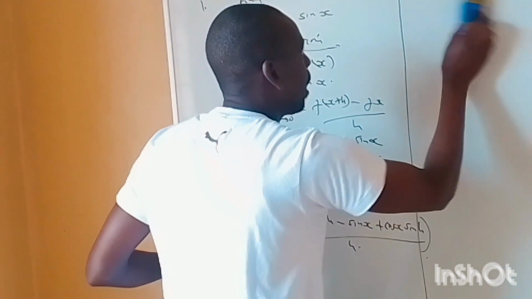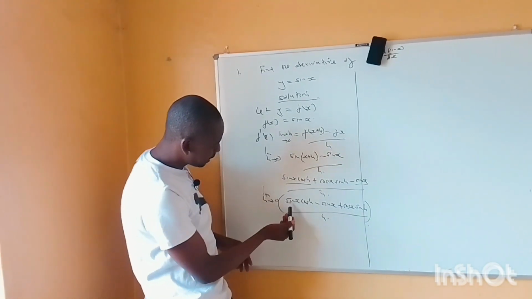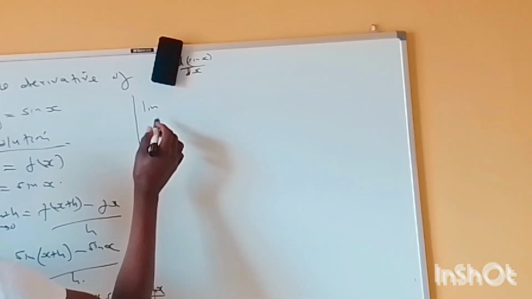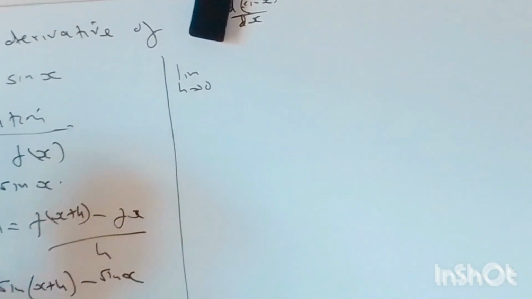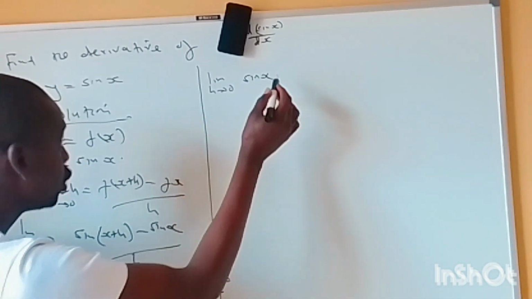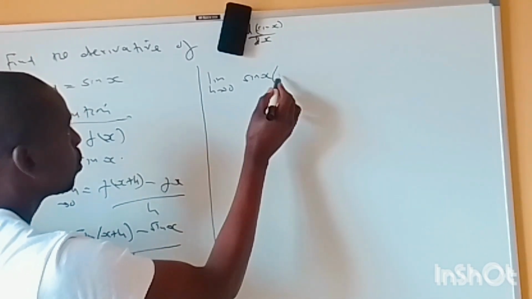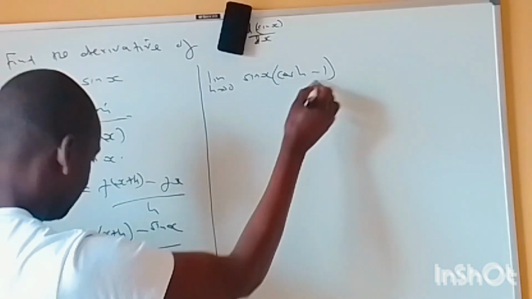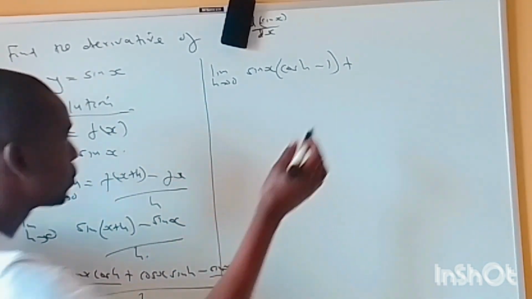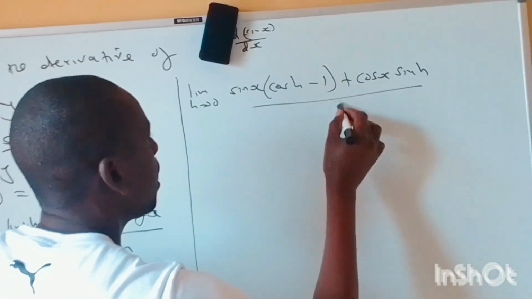So what I want to do now is factorize the sine of x outside, so that as the limit h tends to 0, we have sine x into cos of h minus 1, plus this one, which is cos x sine h. This one is all over h.